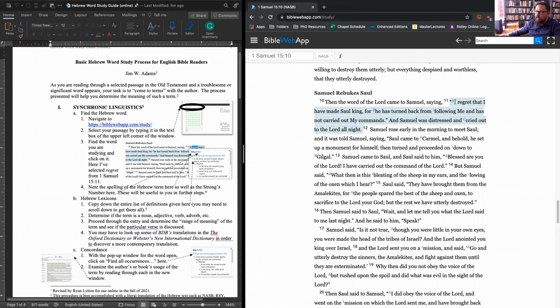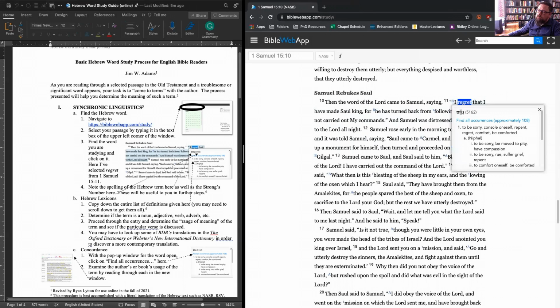Now notice you can't select I. I is just going to be a part of the verb itself. There's not a separate word for I here. So we click on regret. And that brings up the Hebrew word nacham here. So this would be the spelling of the word in Hebrew. This would be our Strong's number, which will be helpful to you in looking it up in other books. And then we have the entire definition for it.